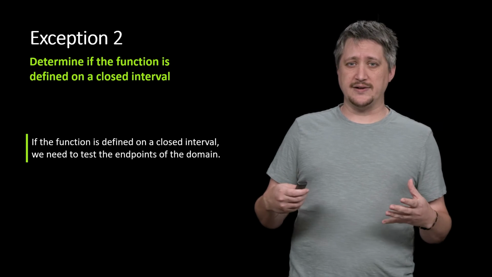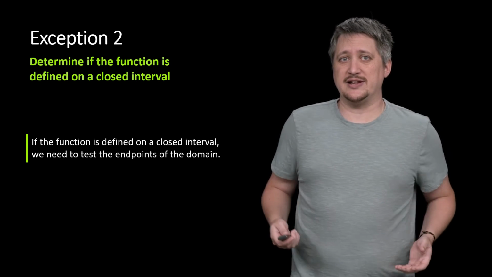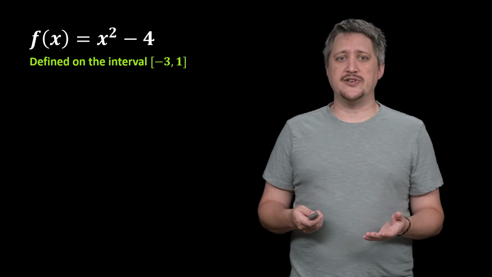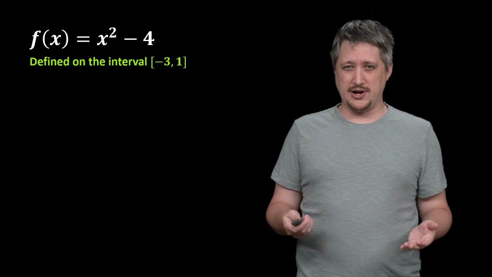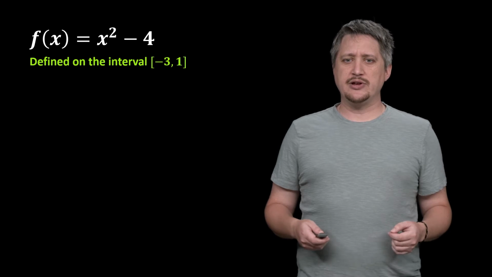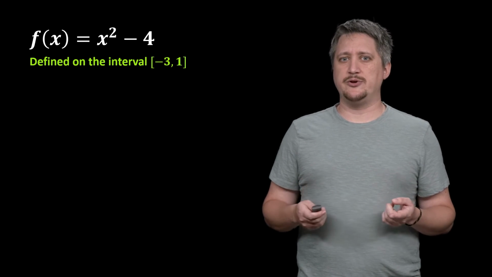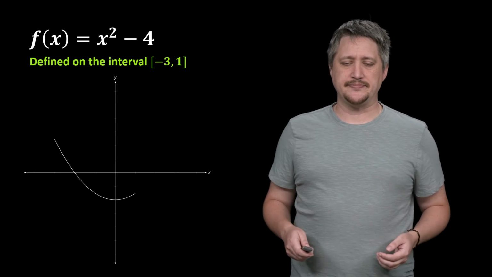To see why, it's actually just sort of easier to look at an example. So let's consider, for example, f of x is x squared minus 4. This is a standard parabola moved down 4. But we're only going to look at it on the interval -3 to 1. So we have something that looks like this.